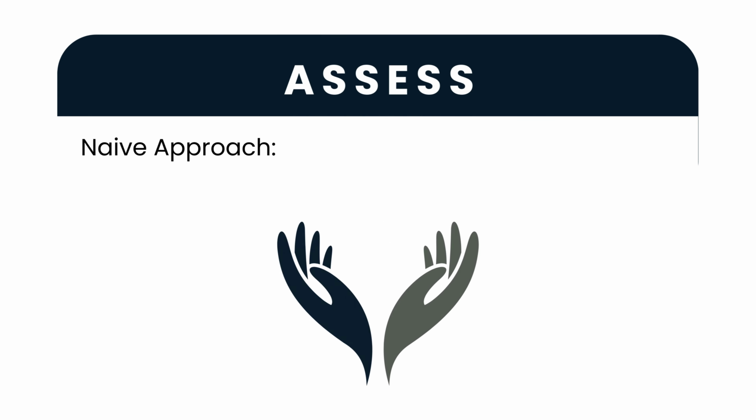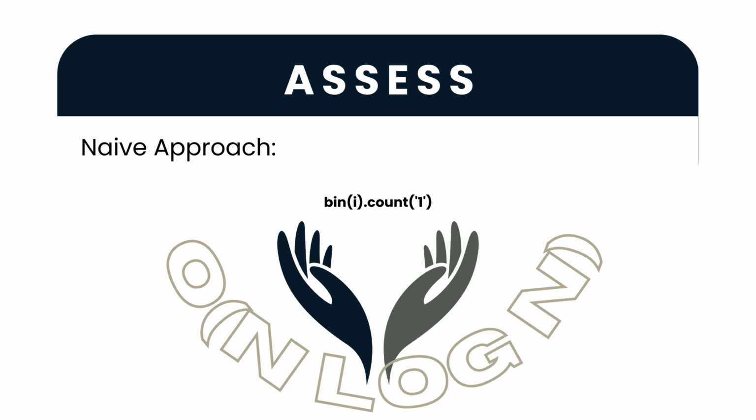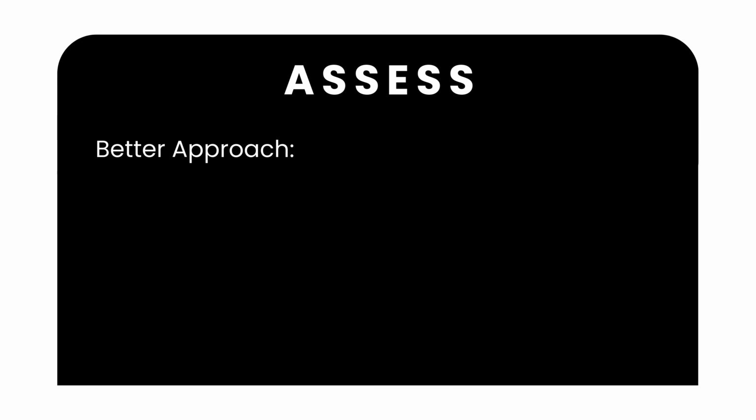Now let's assess our options. A naive approach would use a helper function like bin(i).count('1') for each number from 0 to n. That works but is O(n log n) time. Can we do better? Yes.